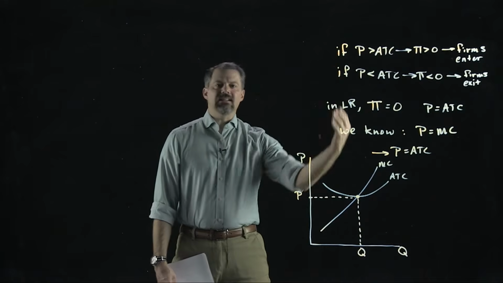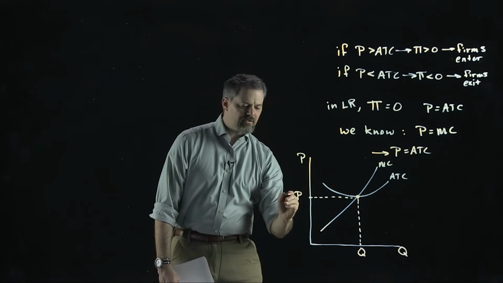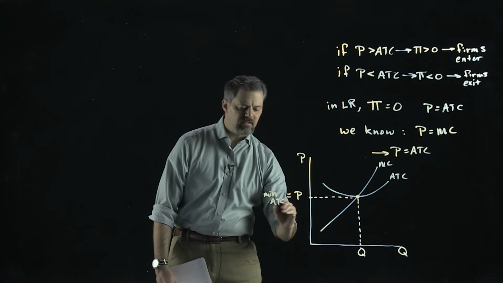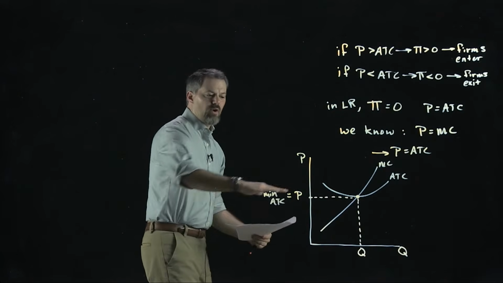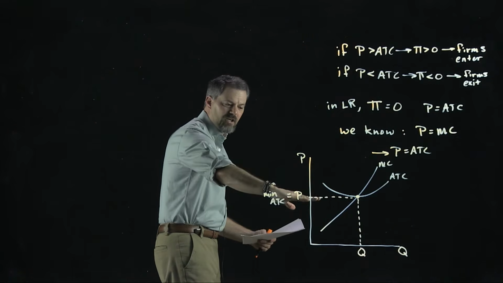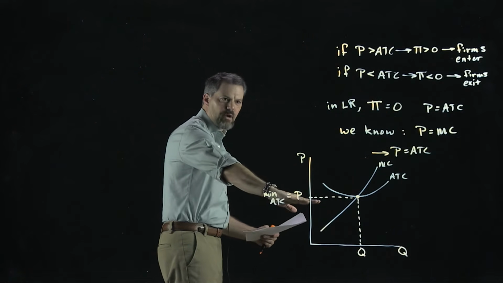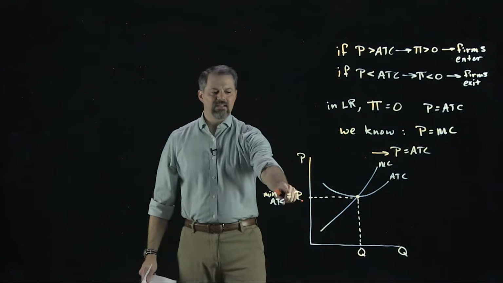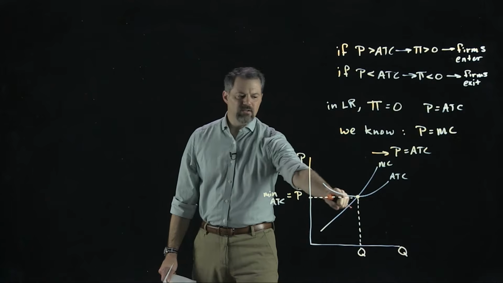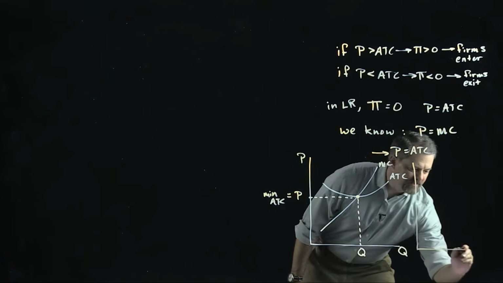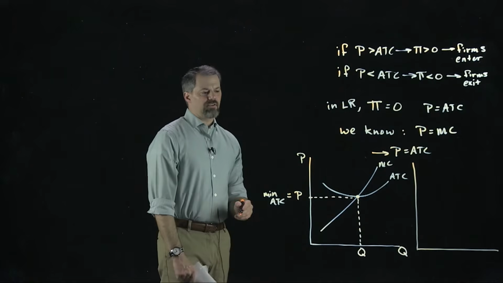So what we see is that entry and exit is going to drive price equal to the minimum average total cost in the long run. It can go up here in the short run, but entry is going to drive it back down. It can go down here in the short run, but exit will drive it back up. So in the long run, price is going to be driven to where it equals the bottom of that average total cost curve. Now let's think about what that means in terms of the market supply curve.